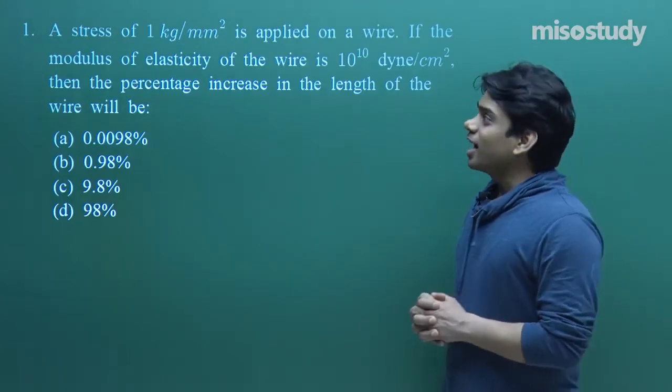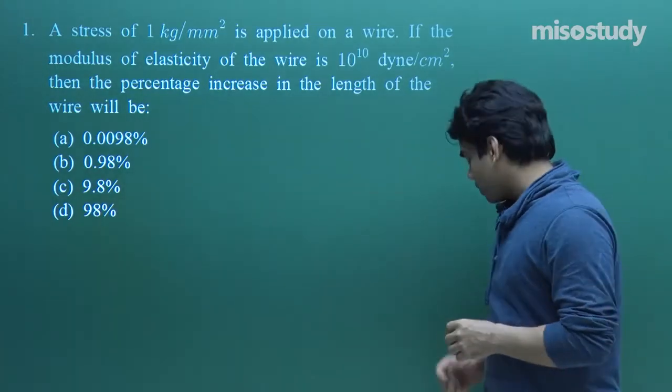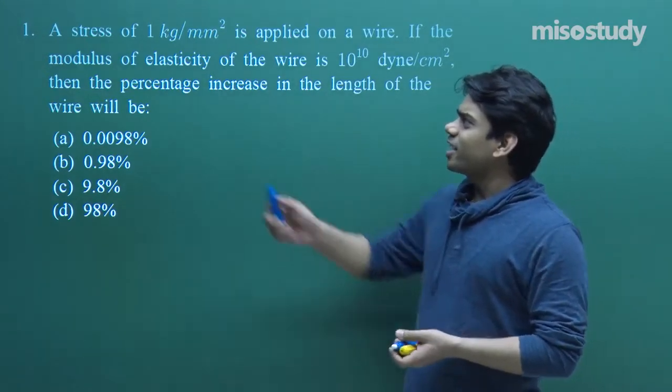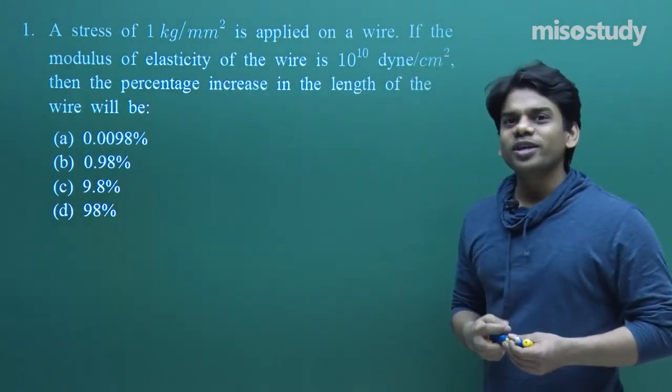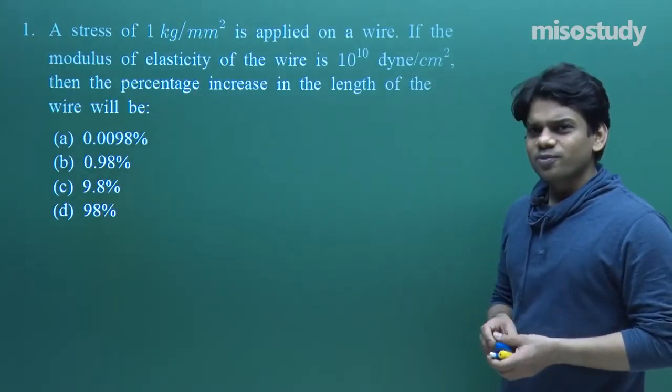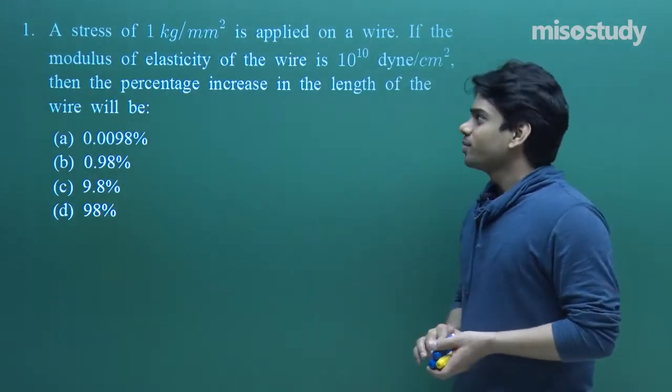Now see, it's given that a stress of 1 kg per square mm. The mass unit is in kg and the area unit is in square mm. Those are two different units, but it doesn't matter as long as we get the answer.